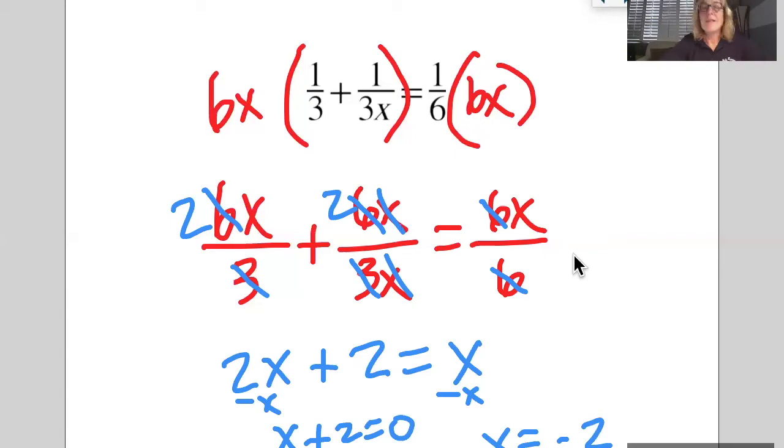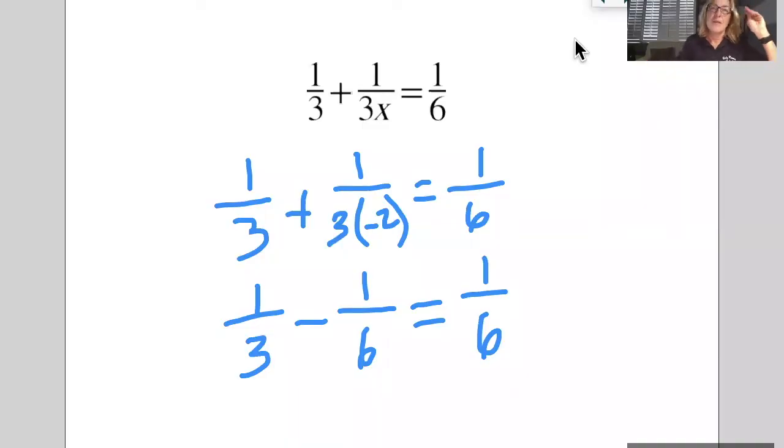And so obviously the next thing we would want to do is check that. So once you pause the video, check that and see if it works. So we replace x with -2, and we end up with 1/3 minus 1/6 is equal to 1/6, and that's true because 1/3 is the same as 2/6. So it works.